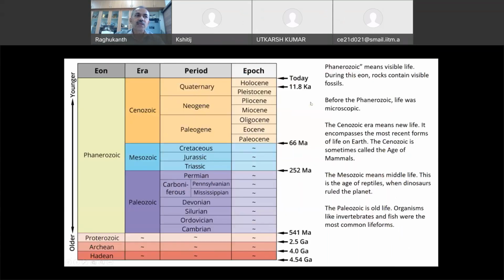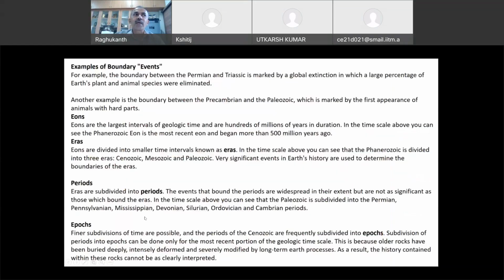Pre-Cambrian is here, that is the Proterozoic and Paleozoic, so this is a boundary. These three, Proterozoic, Archean and Hadean, are also called the Pre-Cambrian era. Here also there was a transition: the first appearance of animals with hard parts. Previously it was all bacteria and some microbes. So all these things indicate some significant geological process.